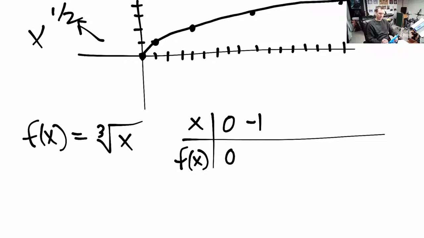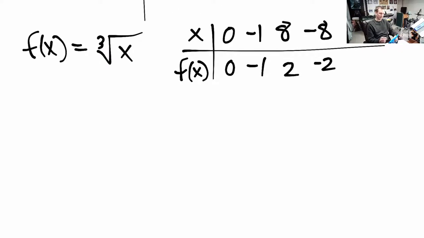Negative 1. That's negative 1. Right? Negative 1 times negative 1 times negative 1 is negative 1. Okay? 8. What's the third root of 8? It's 2. Negative 8. The third root of negative 8 is negative 2. And I could keep going, but numbers are going to start getting too big for us here.